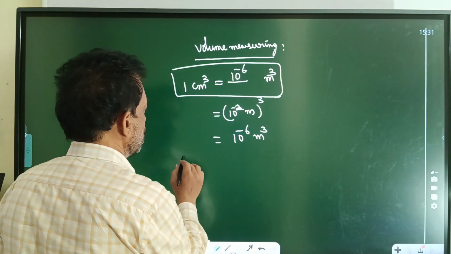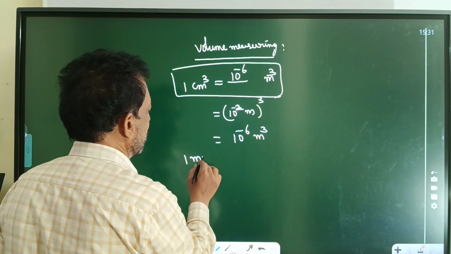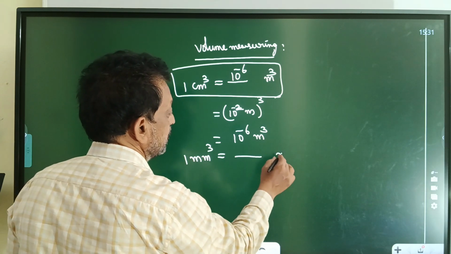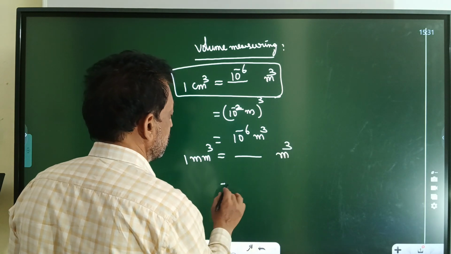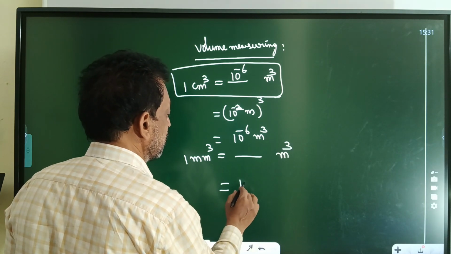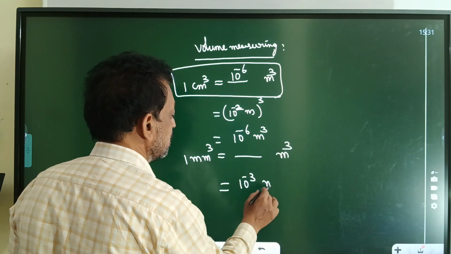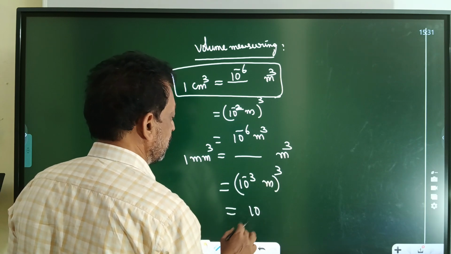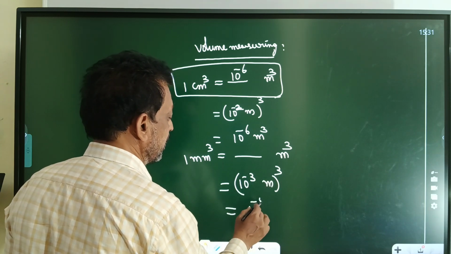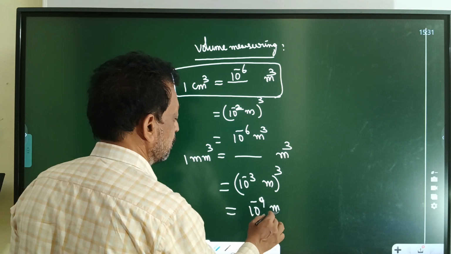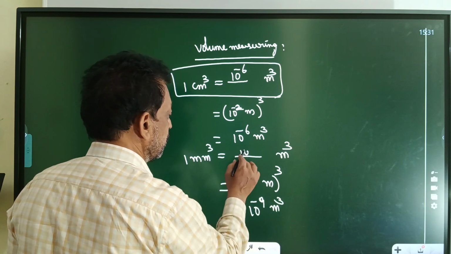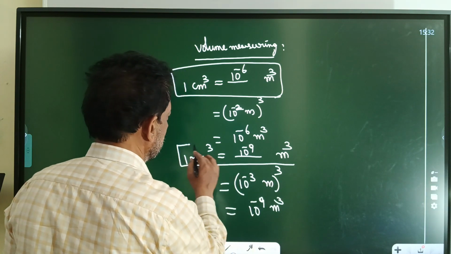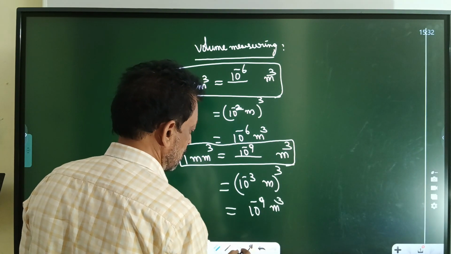Next, 1 mm cube is equal to what meter? But 1 mm is equal to 10 to the power of minus 3 meter. So we write cube. That gives you 10 to the power of minus 9 meter cube. You got a volume in meter cube.